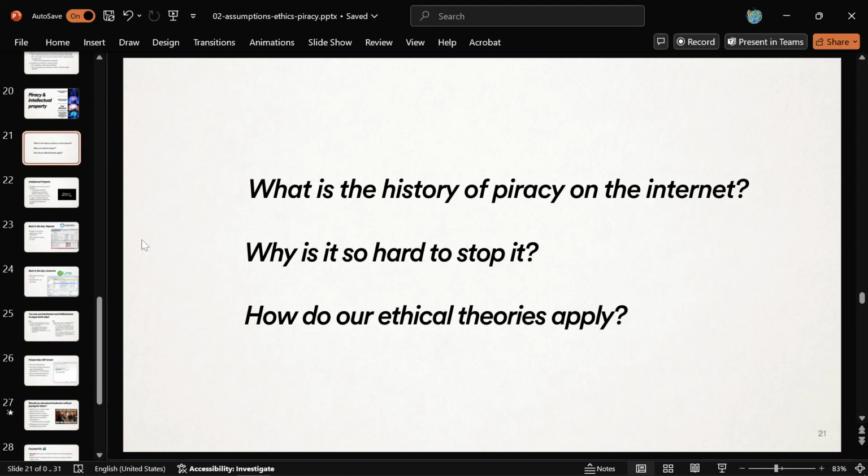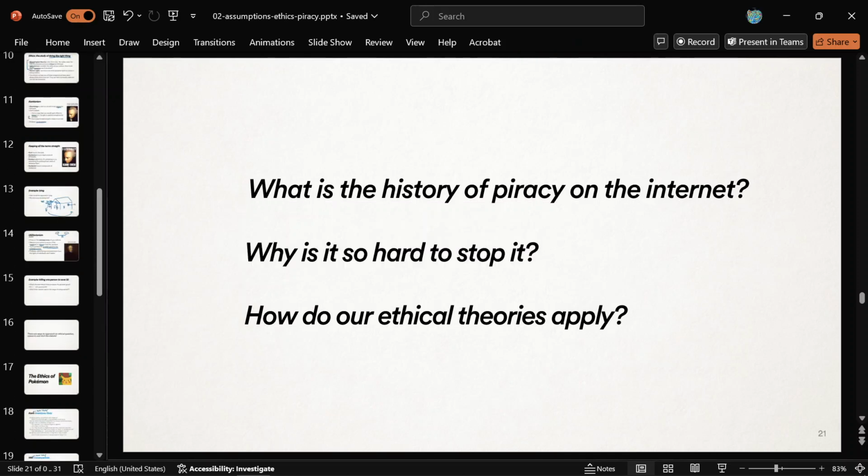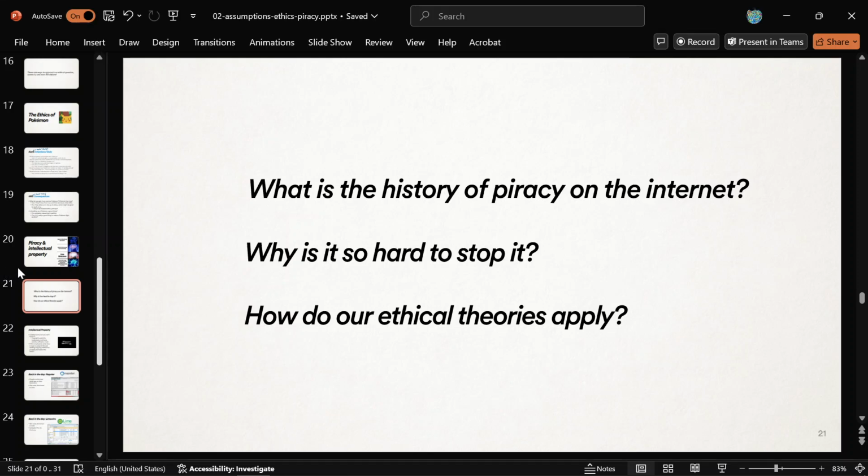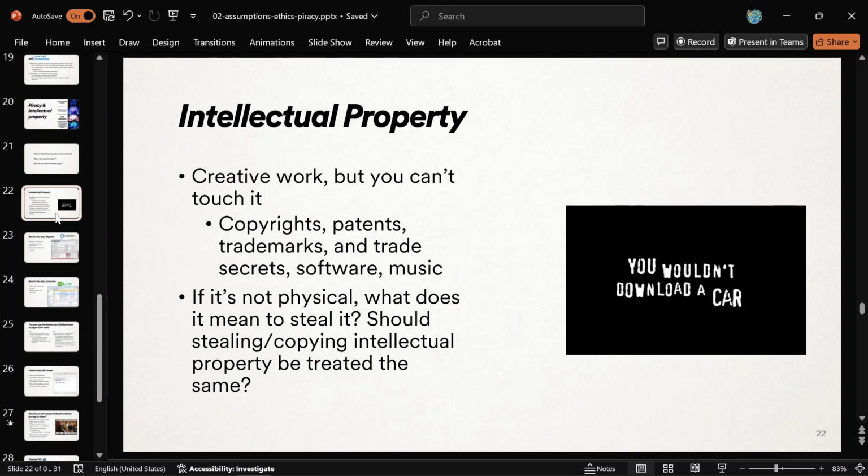We'll talk about why in the world is it so hard to stop piracy, because the name sounds bad, so why aren't we stopping that? And then we'll apply our ethical theories too. Okay, that sounds like a good idea. Some good practice there, something that we understand rather than Pokemon.